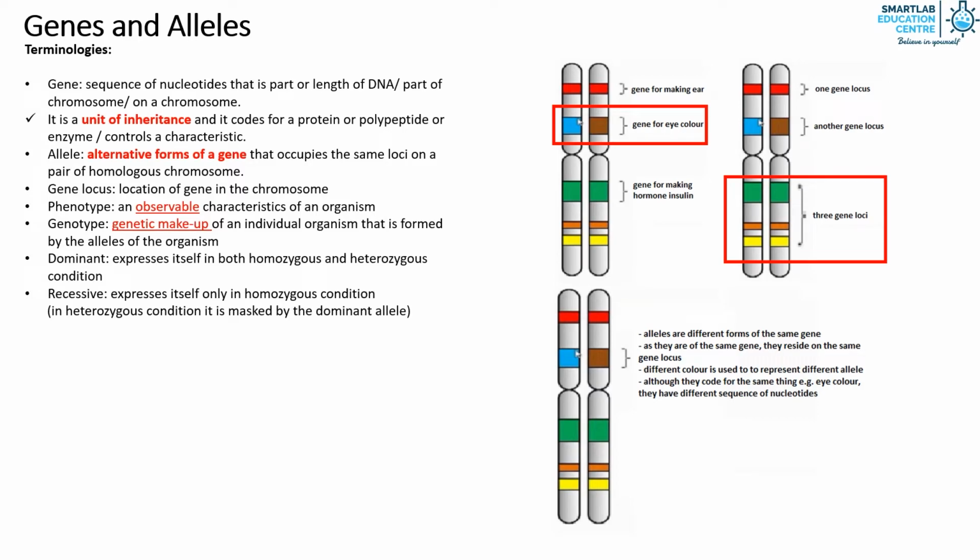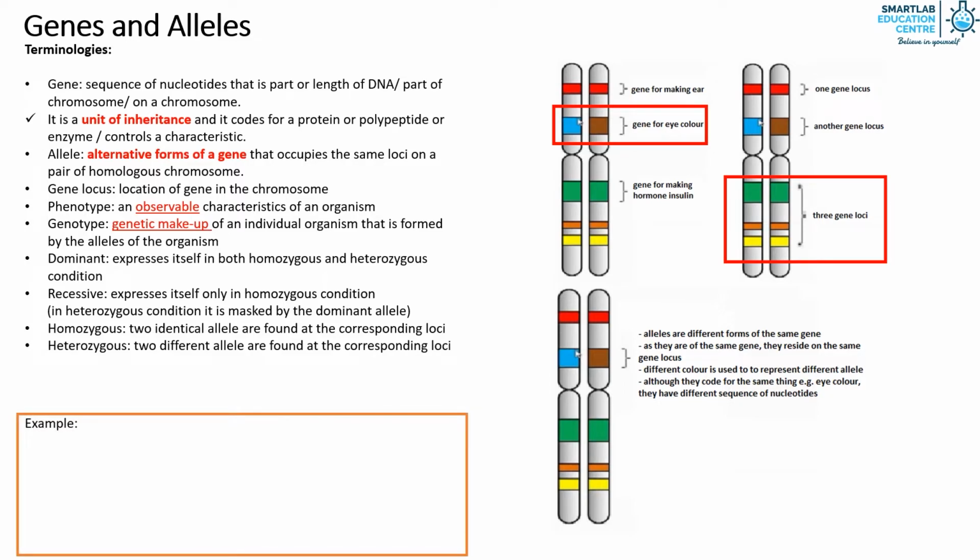What exactly is homozygous and heterozygous? Homozygous means two identical alleles are found at the corresponding loci. Heterozygous means two different alleles are found at the corresponding loci. Let's look at this example to better explain dominant, recessive, heterozygous, and homozygous.